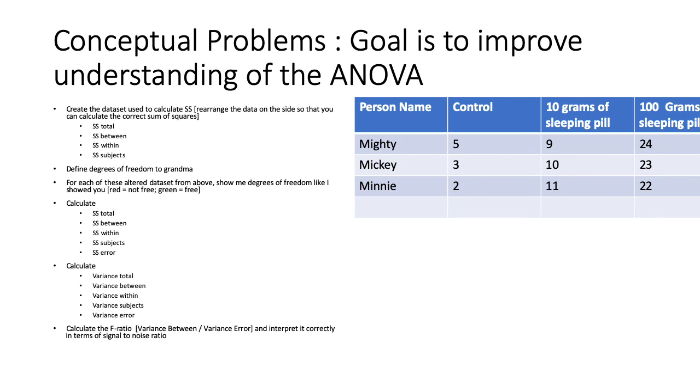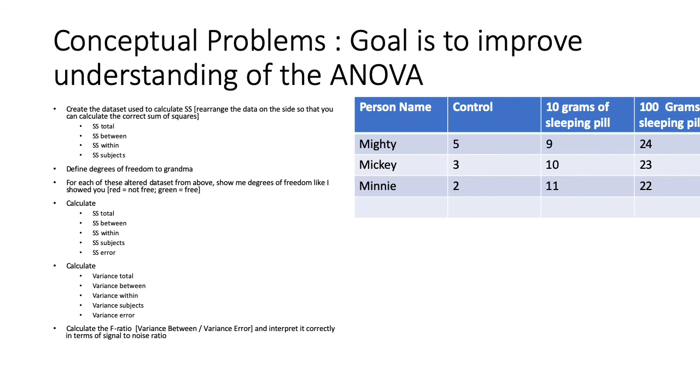For each of these altered data sets, I want you to show me the degrees of freedom like I did for you in this problem. So I want you to show me red and green. Green are free, red are not free. Then I would like you to use Excel for this, but take your data sets, calculate sum squares total, sum squares between, sum squares within, sum squares subjects, sum squares error. And then calculate your variance total, your variance between, your variance within, your variance subjects, your variance error.